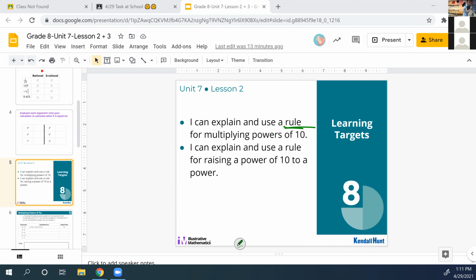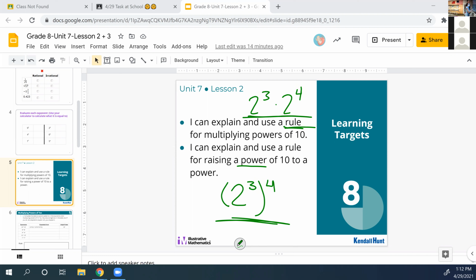Then we're gonna talk about when we raise a power to a power. So that's like saying 2 to the 3rd and then raising that to the 4th power. So that's gonna have a different rule than multiplying, which would look like 2 to the 3rd times 2 to the 4th is gonna get us a different exponent there. So we're gonna talk about multiplying exponents, and then we're gonna talk about raising an exponent to a power, okay? So let's take a look at slide number 6 to start.